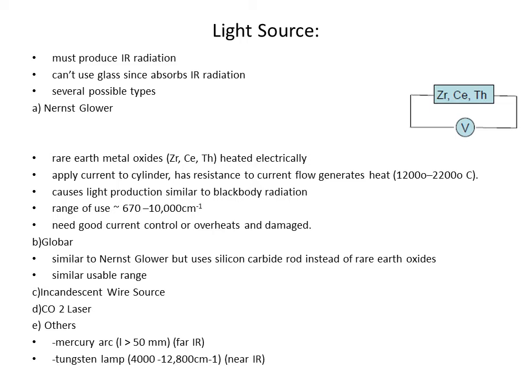The second one is the Globar. It is similar to the Nernst glower, but it uses a silicon carbide rod instead of rare earth oxide. That is, instead of zirconium, it uses silicon carbide. It has a similar usable range. Other things are similar.